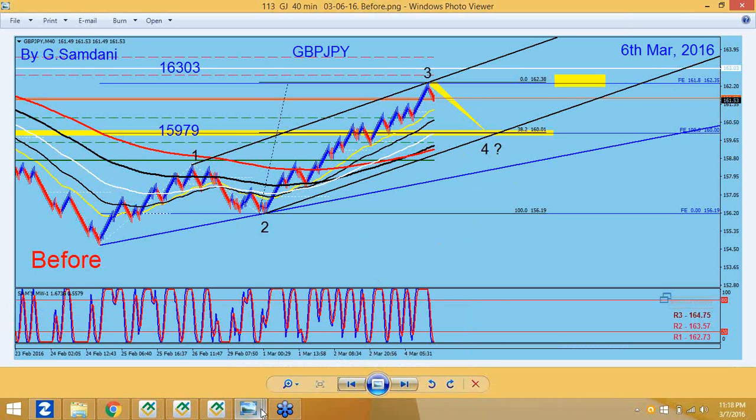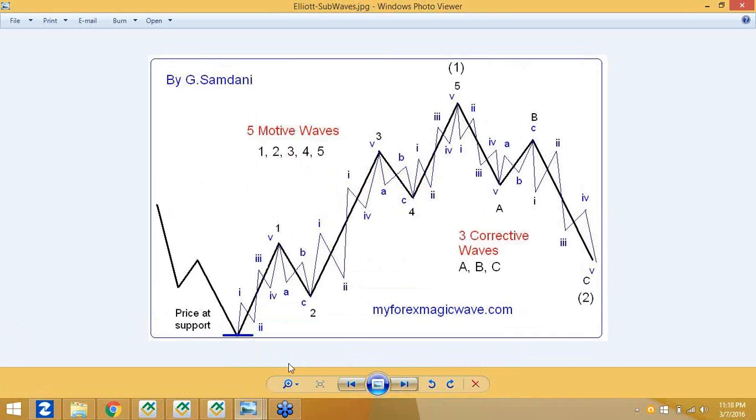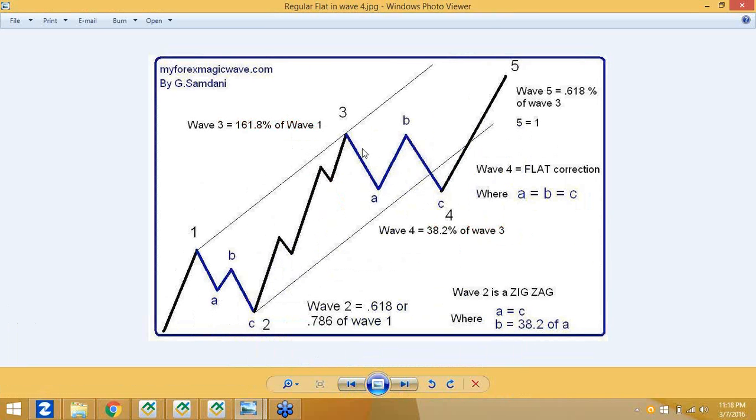What is a triangle? A triangle looks like this. Let me show you. After this wave 3, you have a triangle consisting of 5 small waves, A, B, C, D, E, and then you see a wave 5 to the upside. Right, so that's a contracting triangle. It's very common in wave 4. Another thing which is very common is this flat.